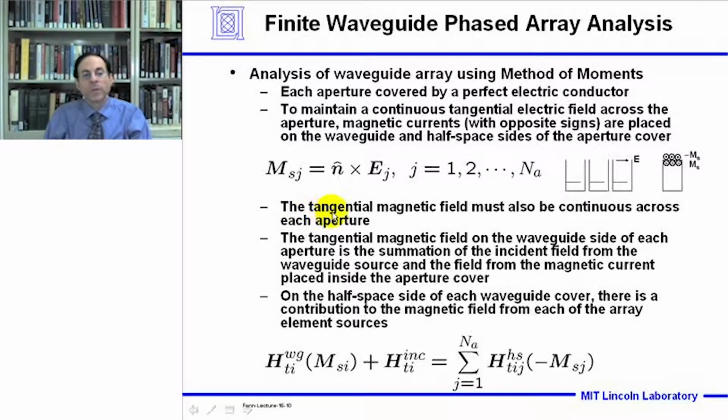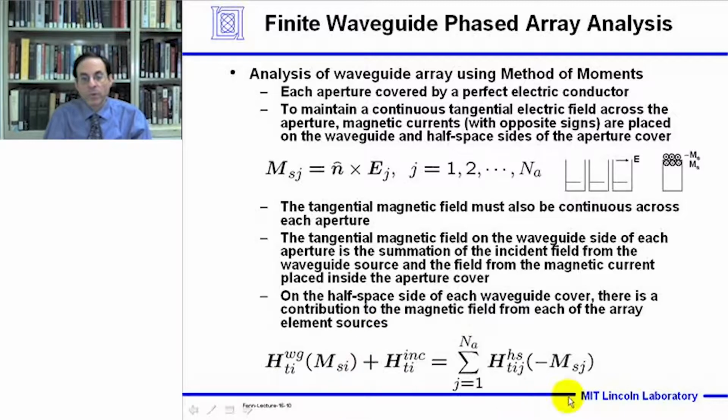Now we also observe that the tangential magnetic field must also be continuous across each aperture. The tangential magnetic field on the waveguide side of each aperture is a summation of the incident field from the waveguide source and the field from the magnetic current placed inside the aperture cover. On the half-space side of each waveguide cover, there's a contribution to the magnetic field from each of the array element sources.